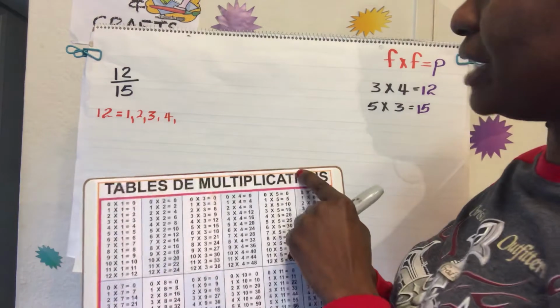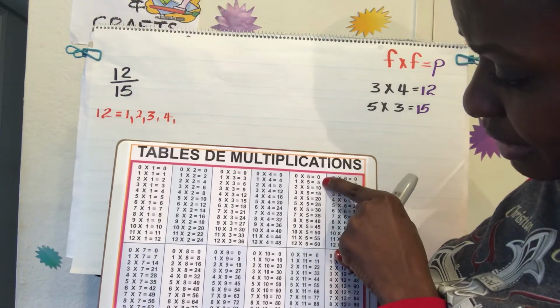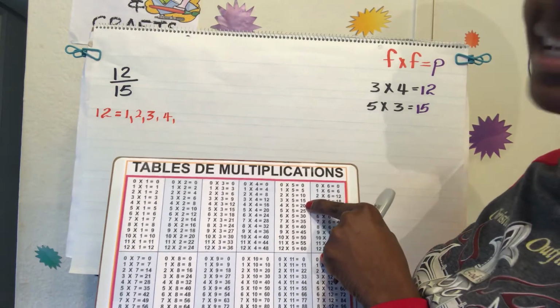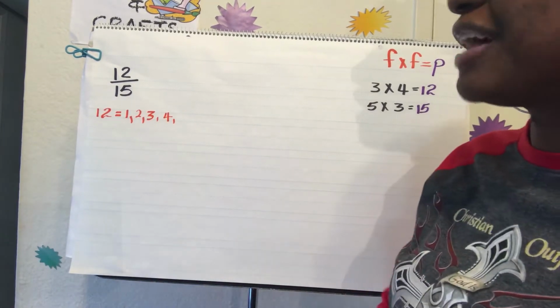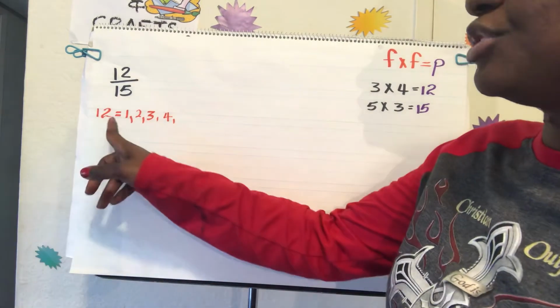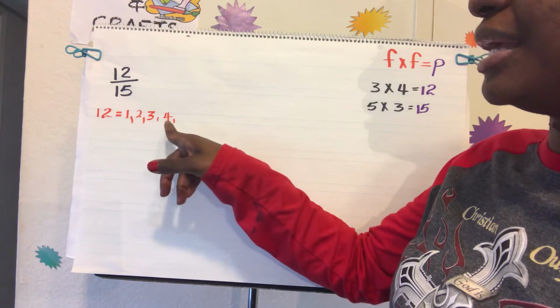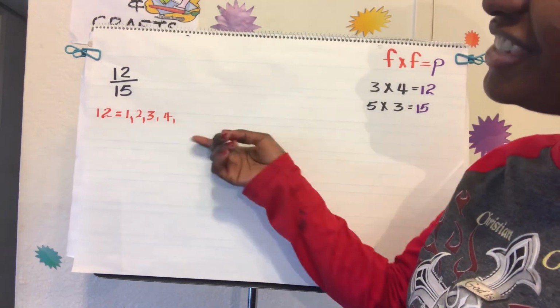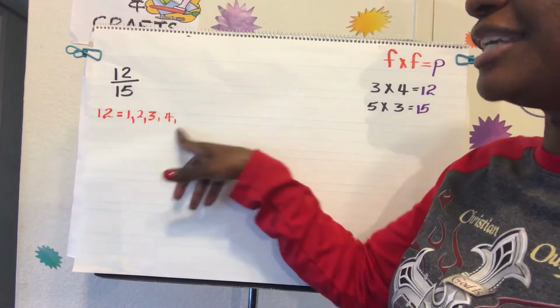Can 5 go into 12? You're going to look. This is my 5 times table. Is there any 12 there? Nope. That's where you can't. That's it. You stop. You can't go any further. So the factors of 12 are 1, 2, 3, and 4. What a coincidence! They all actually line up in order. So these can all go into 12.